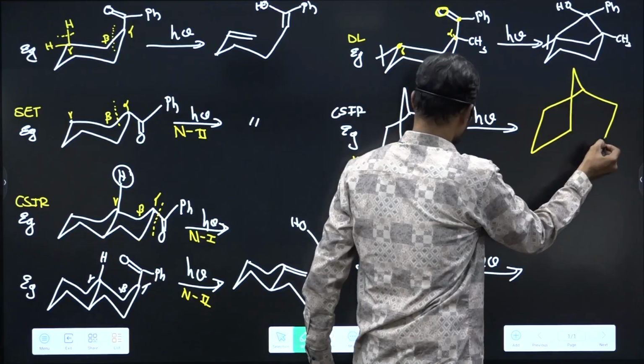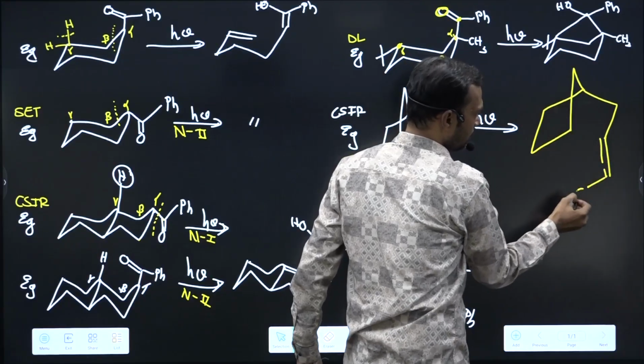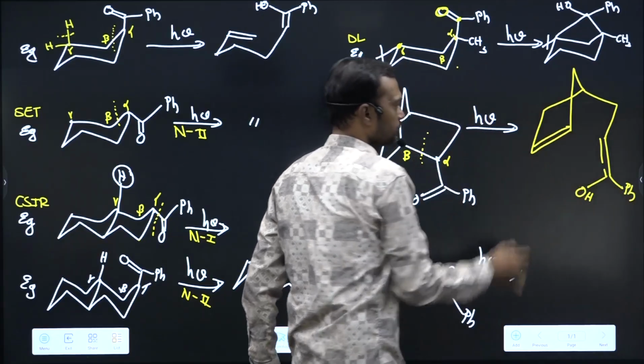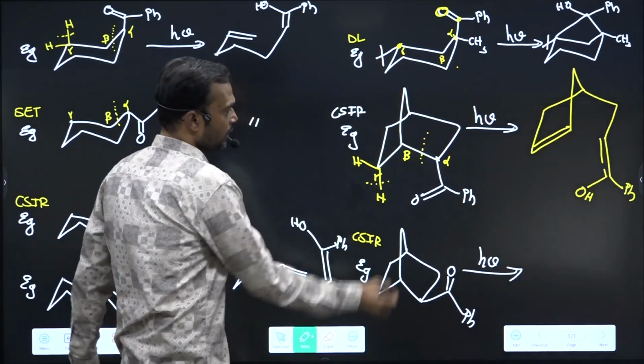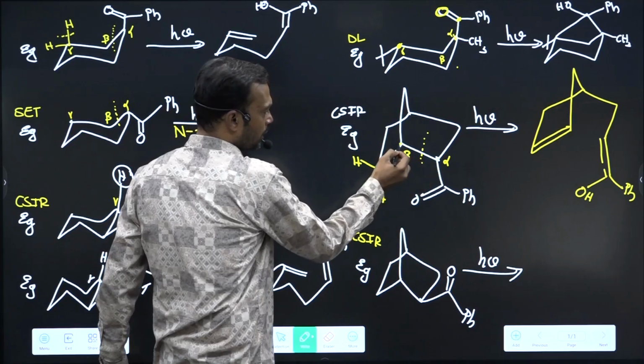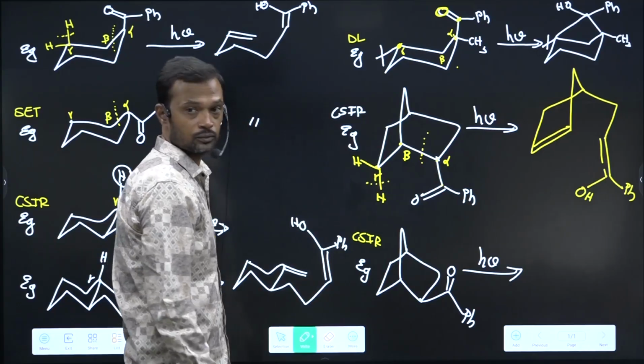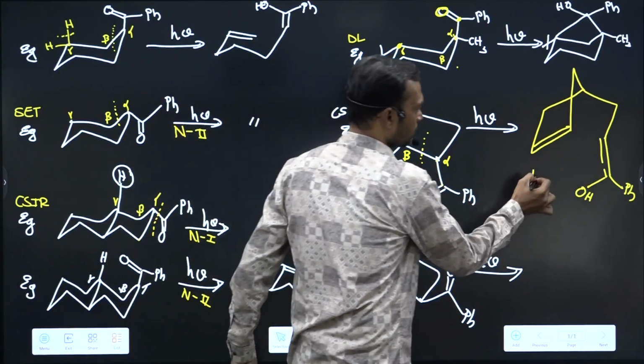Here 1, 2. And alpha carbonyl having alcohol. Okay, so here you write double bond. So break it, alpha, beta. Beta, gamma double bond. Alpha carbonyl double bond. So this you can also write in one more way.